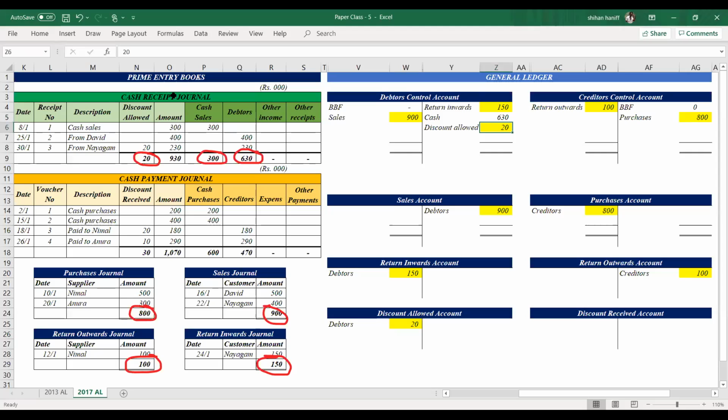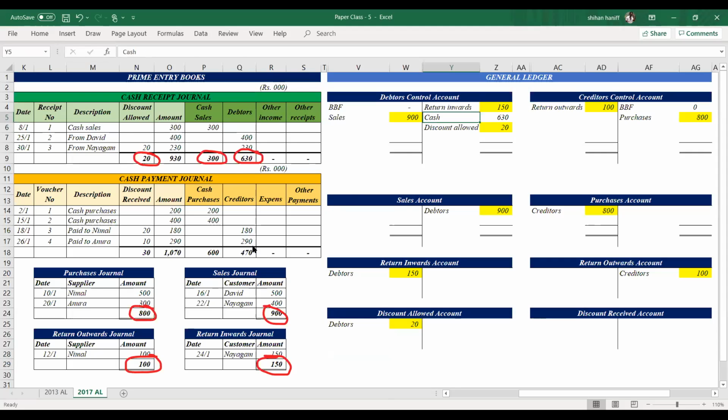Here we didn't create the cash control account because the cash transactions are not given. They have not asked, but if you want to prepare, you can prepare a cash control account, and these cash transactions can be recorded debit and credit.